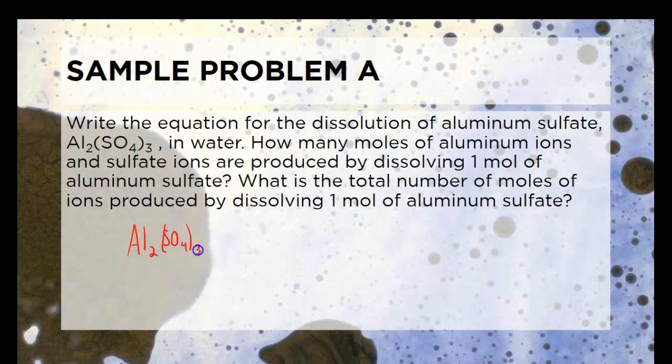You're going to have 2 moles of aluminum with the positive 3 charge, which is what aluminum will make. And then if we look at our ion sheet, we're going to have 3 SO4s. If you do have your ion sheet handy, you can see that SO4 would have a negative 2 charge. So if I have 1 mole of aluminum sulfate, that means I'm going to have 2 moles of aluminum ions and 3 moles of sulfate ions.